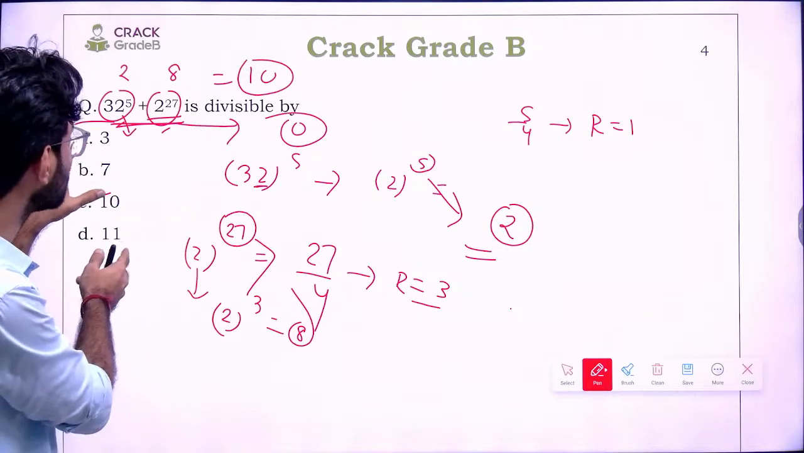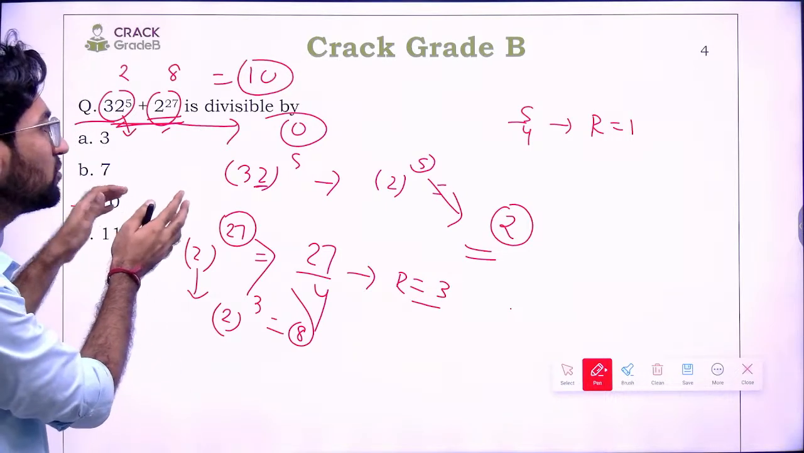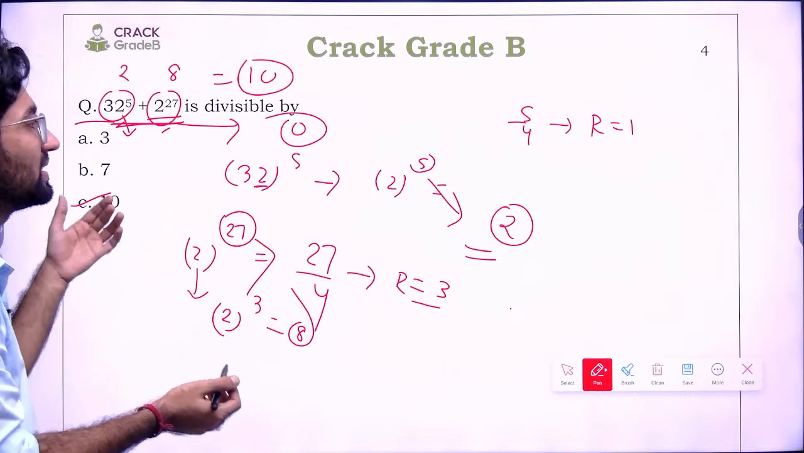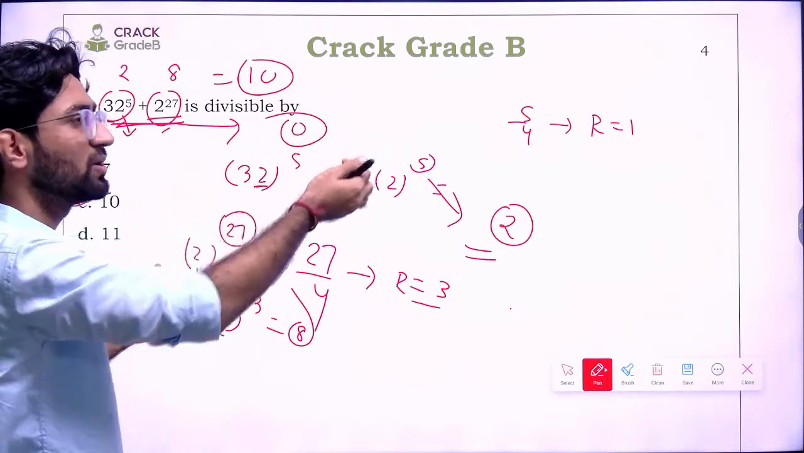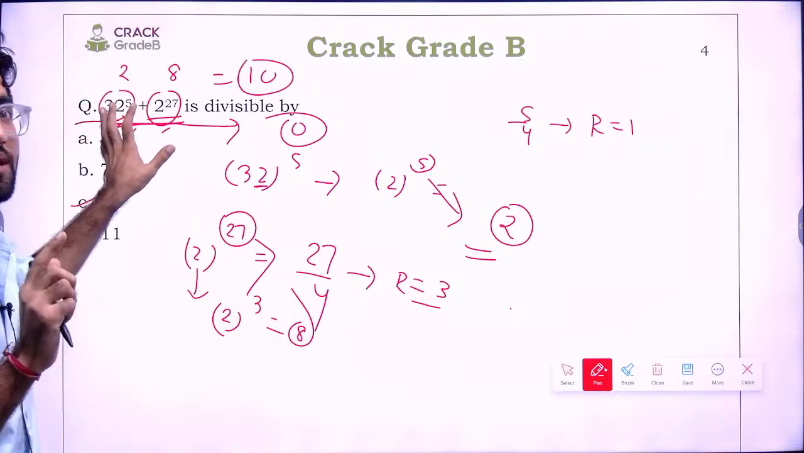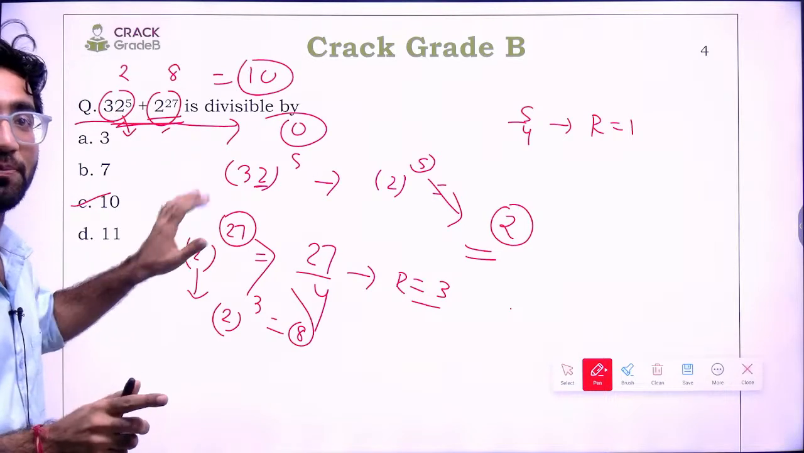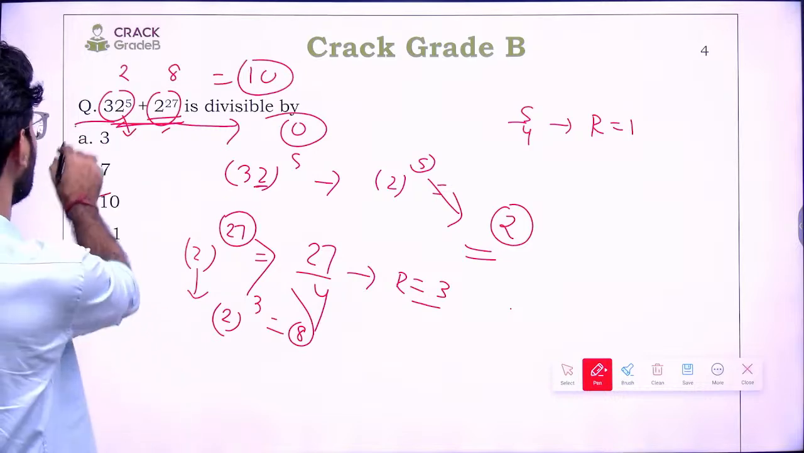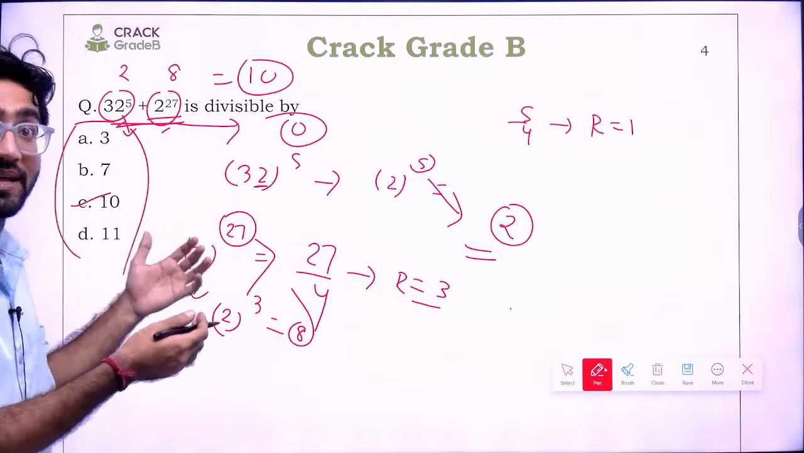So if the options are probably 5, 2, then we can be confused, right? But the options are 3, 7, 10 and 11. So if the unit digit is 0, we are damn sure that this number is going to be divisible by 10. And in UPSC CSAT, there is only going to be one option correct, right? If you look at these 4 options, we don't have any other option.